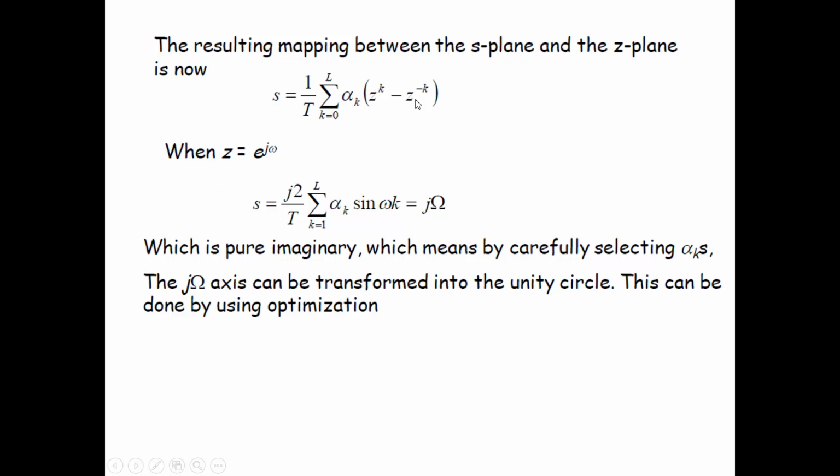And when we try to get the frequency response of this digital filter by replacing Z with e to the power j omega, we can prove that if we substitute Z equal to e to the power j omega, we get S equal to j omega. So the equivalence is right there, which is purely imaginary. This means that by carefully selecting the alpha ks, the j omega axis can be transformed into the unity circle. This can be done by using optimization, if you use this modified transformation.